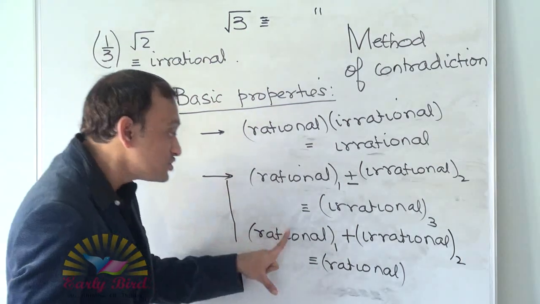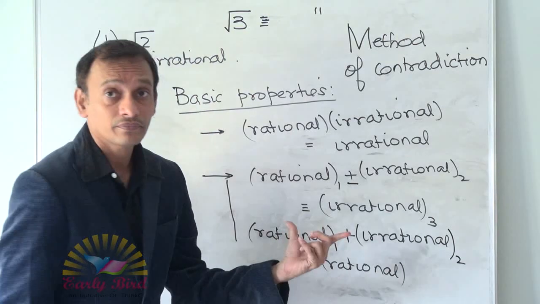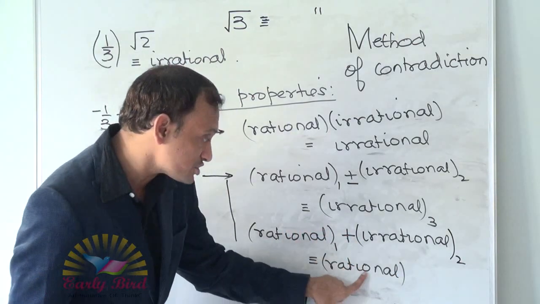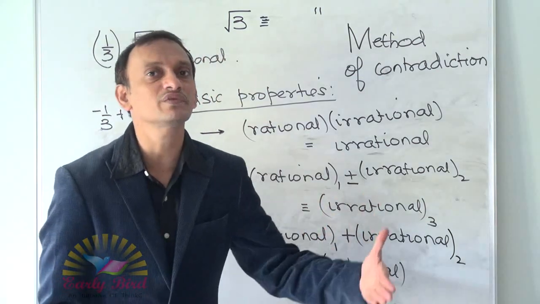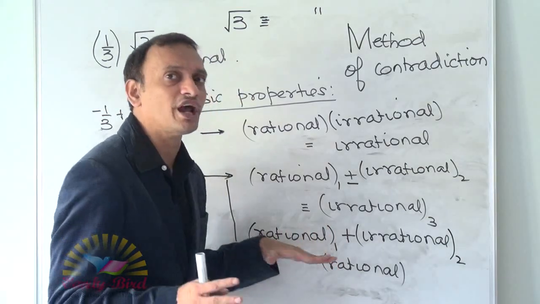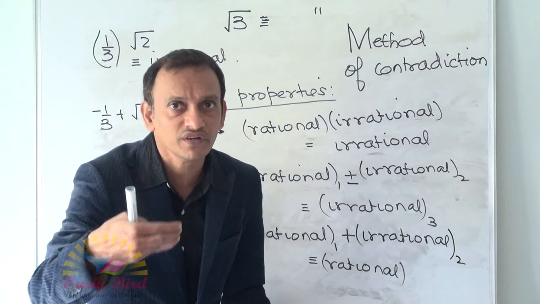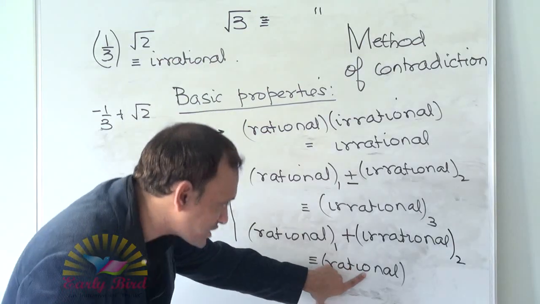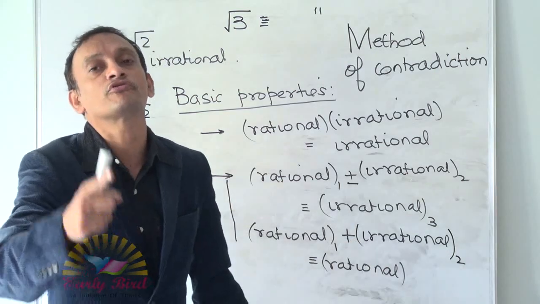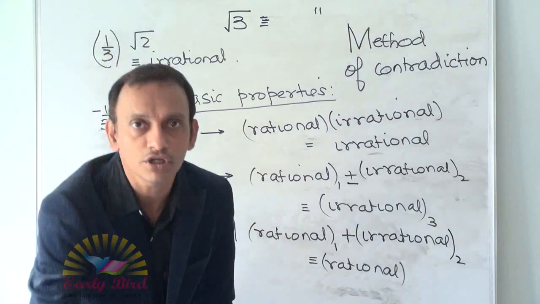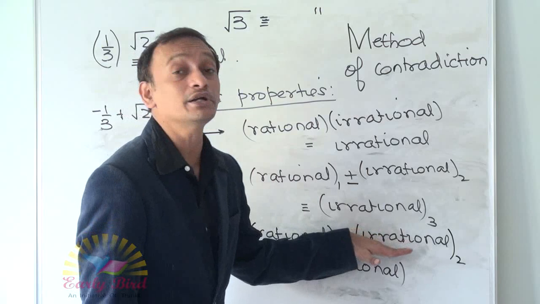Now check that out. If this is true, then this rational minus this rational turns out to be irrational. Yes or no? But didn't we learn in our previous section that the difference of two rational numbers has to be a rational number? But what we end up getting is rational minus rational as irrational. That's not true, because the difference of two rational numbers will always be a rational number.